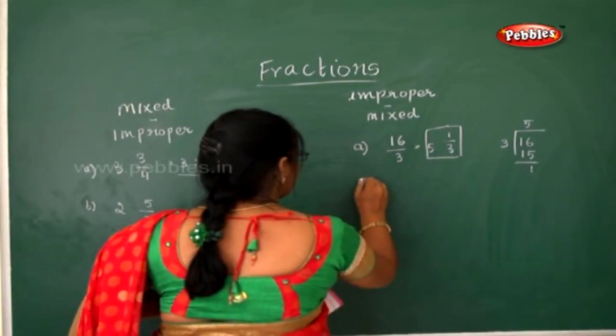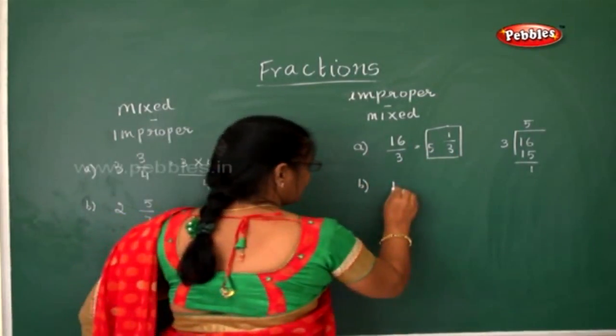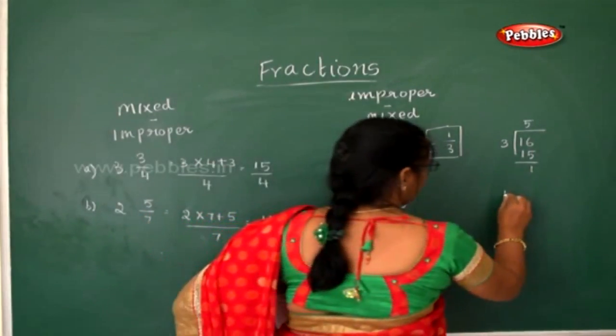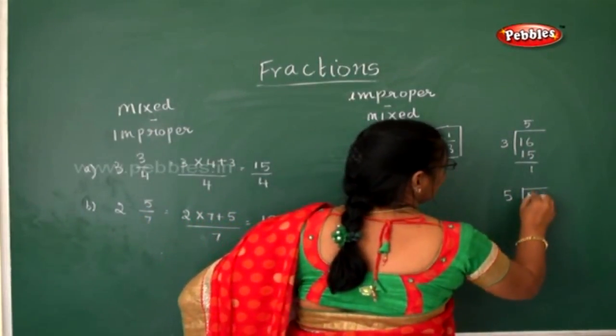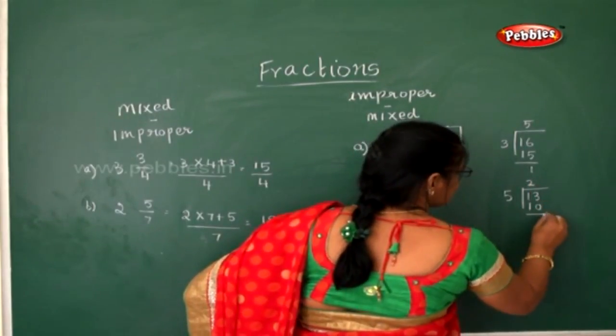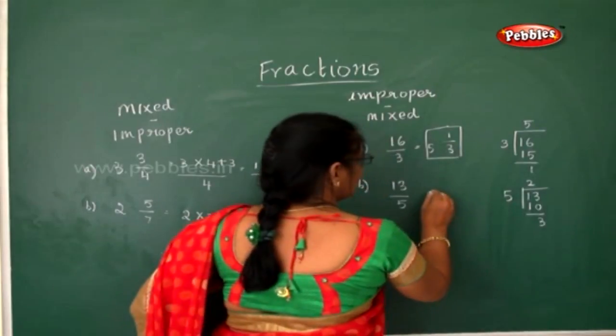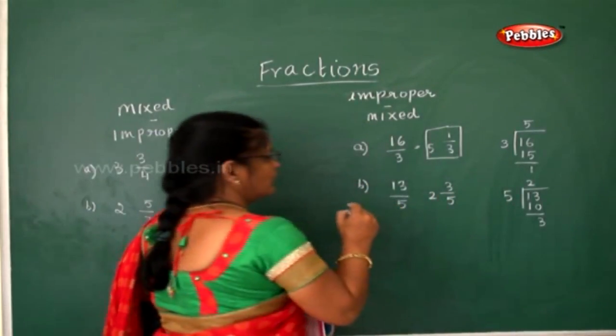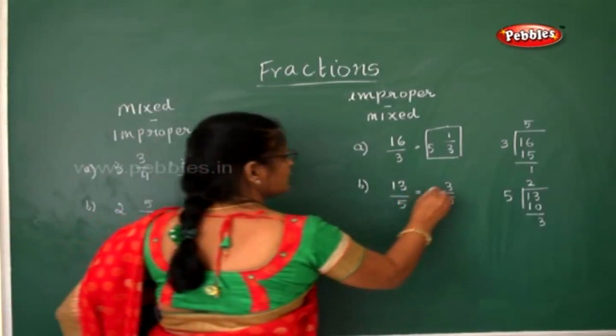Now next sum is 13 by 5. How will you do this 13 by 5? 5 2s are 10. So you will have remainder 3. Now how will you write it? 2 3 by 5. So this is the answer.